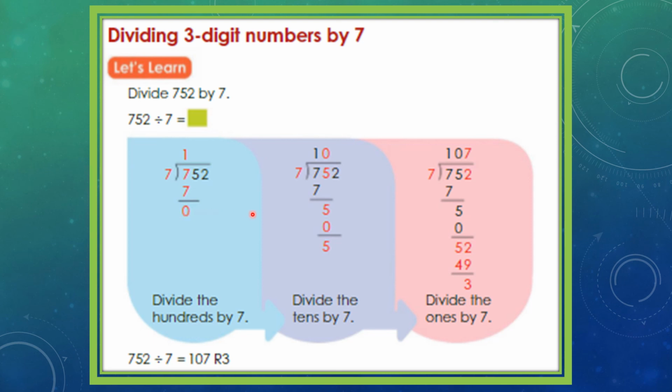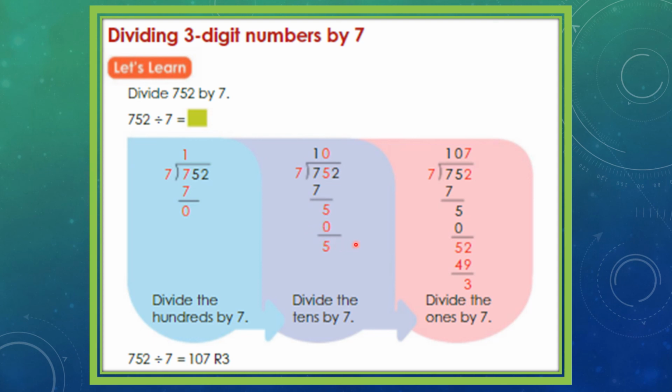In step 2, class, we need to divide the tens by 7. Our tens digit is 5. Before that, we need to bring down that 1. So as you see here, 5. We need to divide now. 5 divided by 7 equals 0. 0 times 7 equals 0. So let's subtract. 5 minus 0 equals 5.